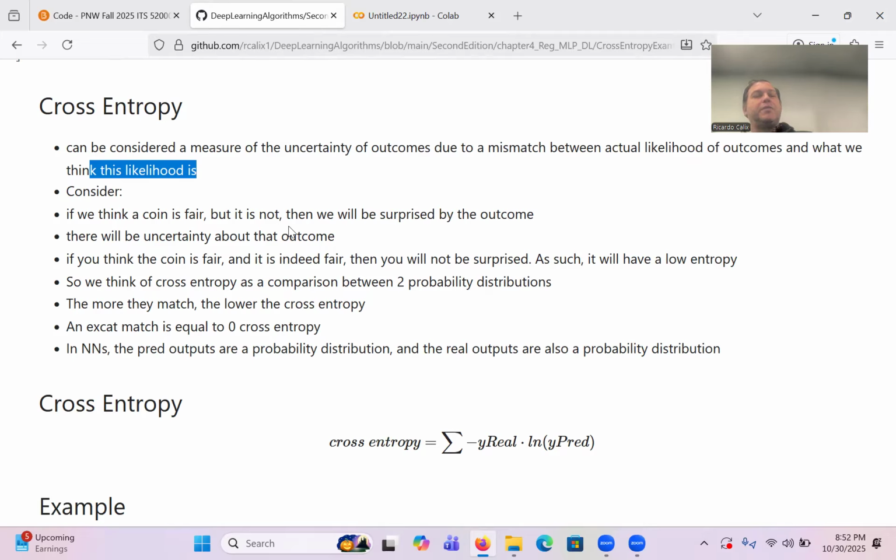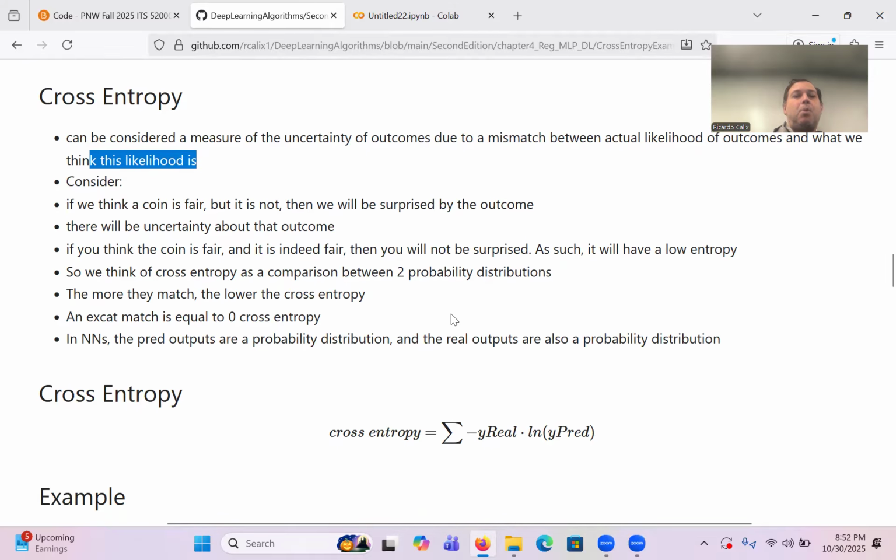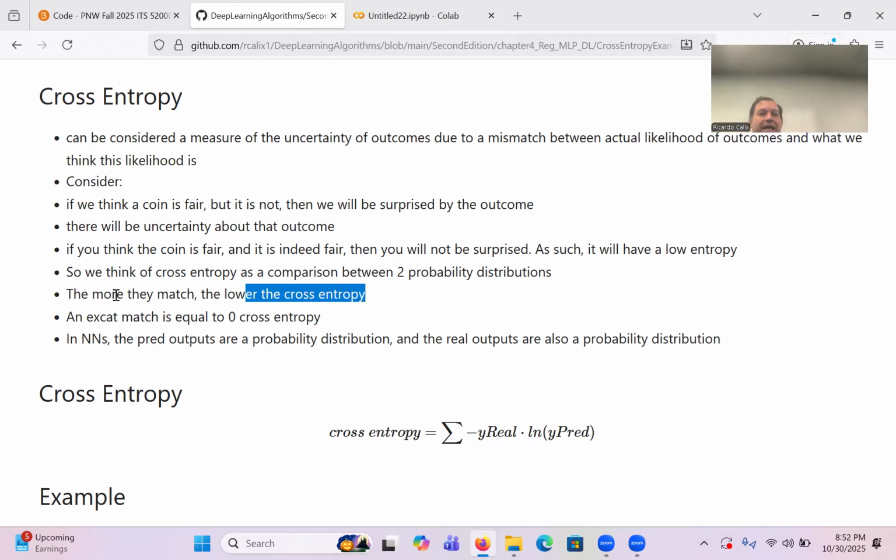If we think a coin is fair, but it is not, then we will be surprised by the outcome. That's cross entropy. There will be uncertainty about that outcome. If you think the coin is fair and it is indeed fair, then you will not be surprised. As such, you have a low entropy. And that's the key. That metric captures this very nicely. So we think of cross entropy as a comparison between two probability distributions. The more they match, the lower the cross entropy. This is like when somebody was inventing machine learning, they were like, wait a minute.